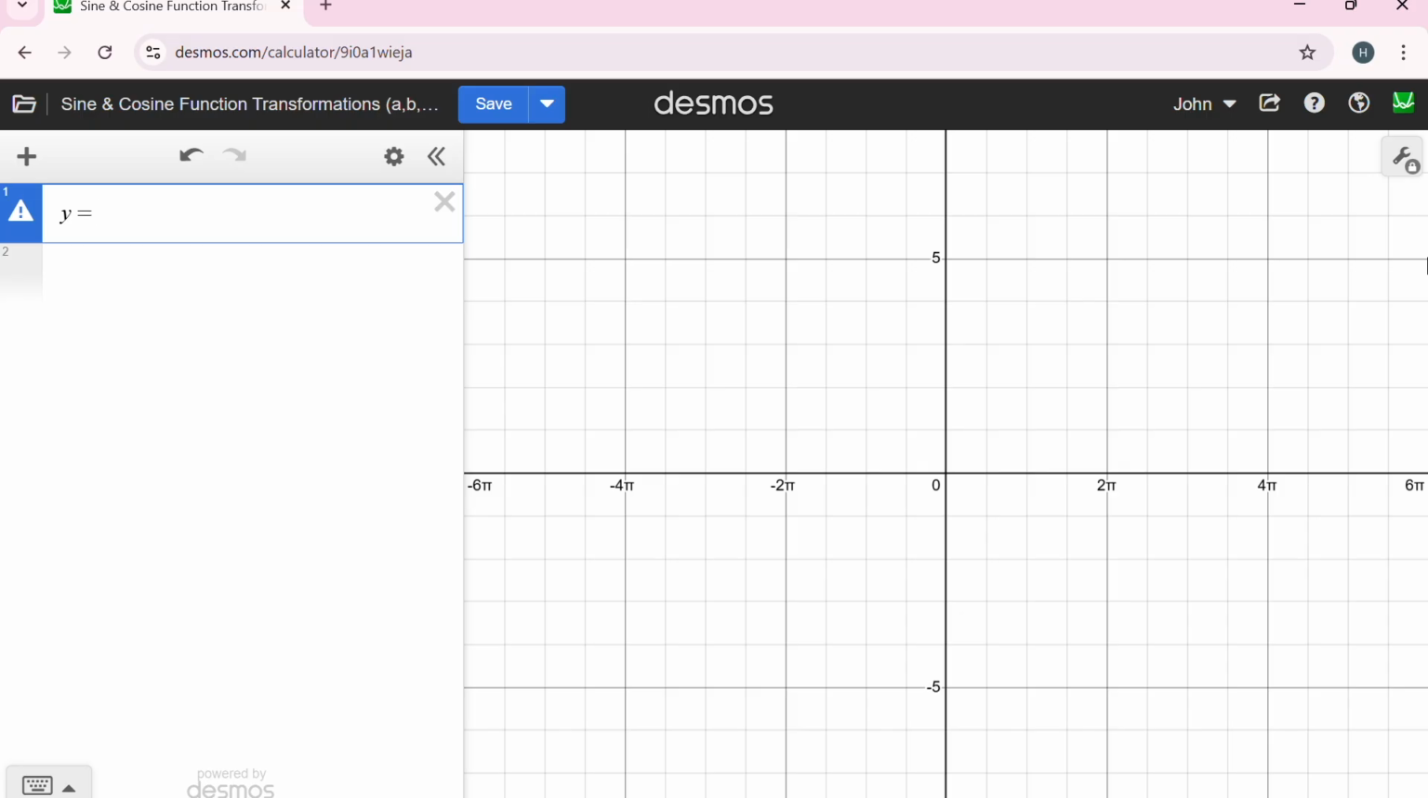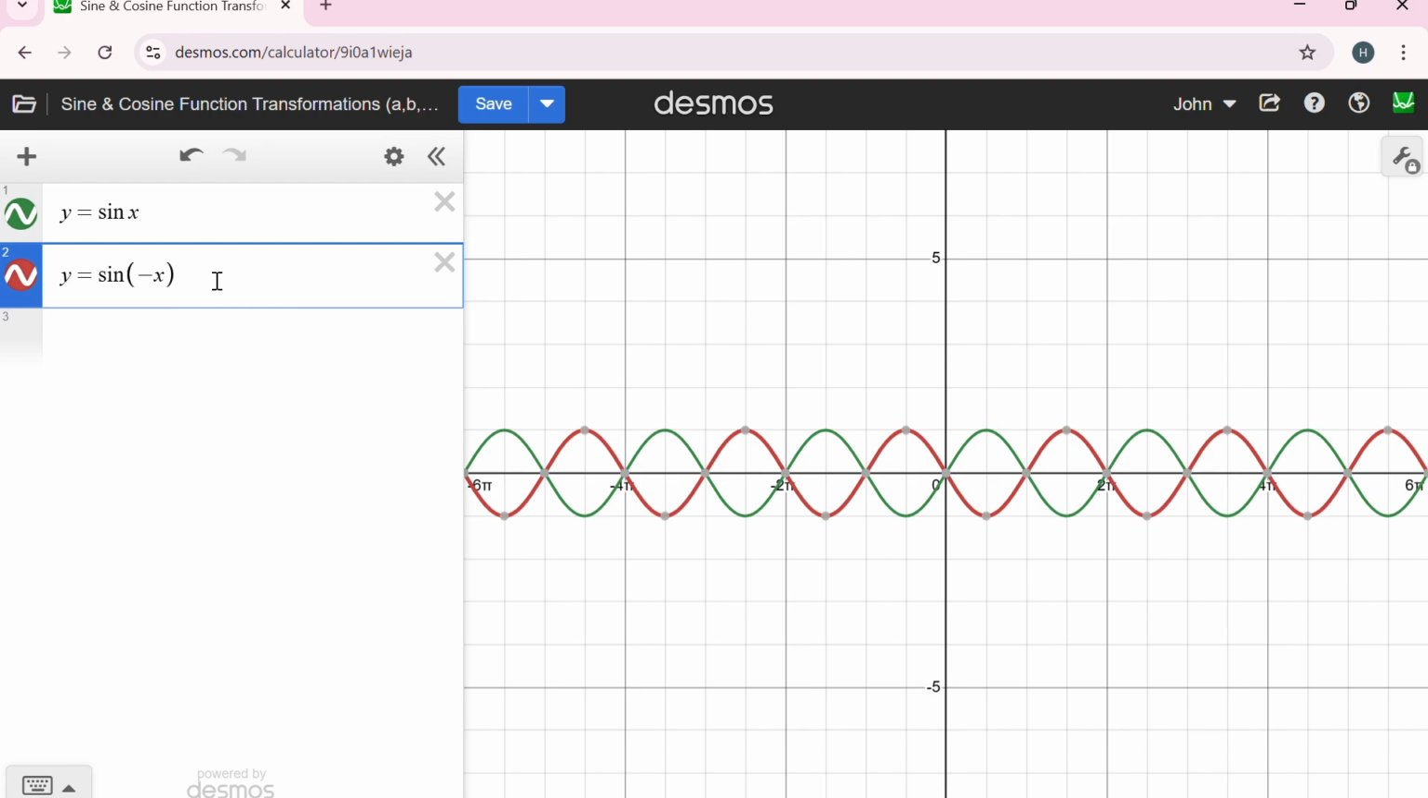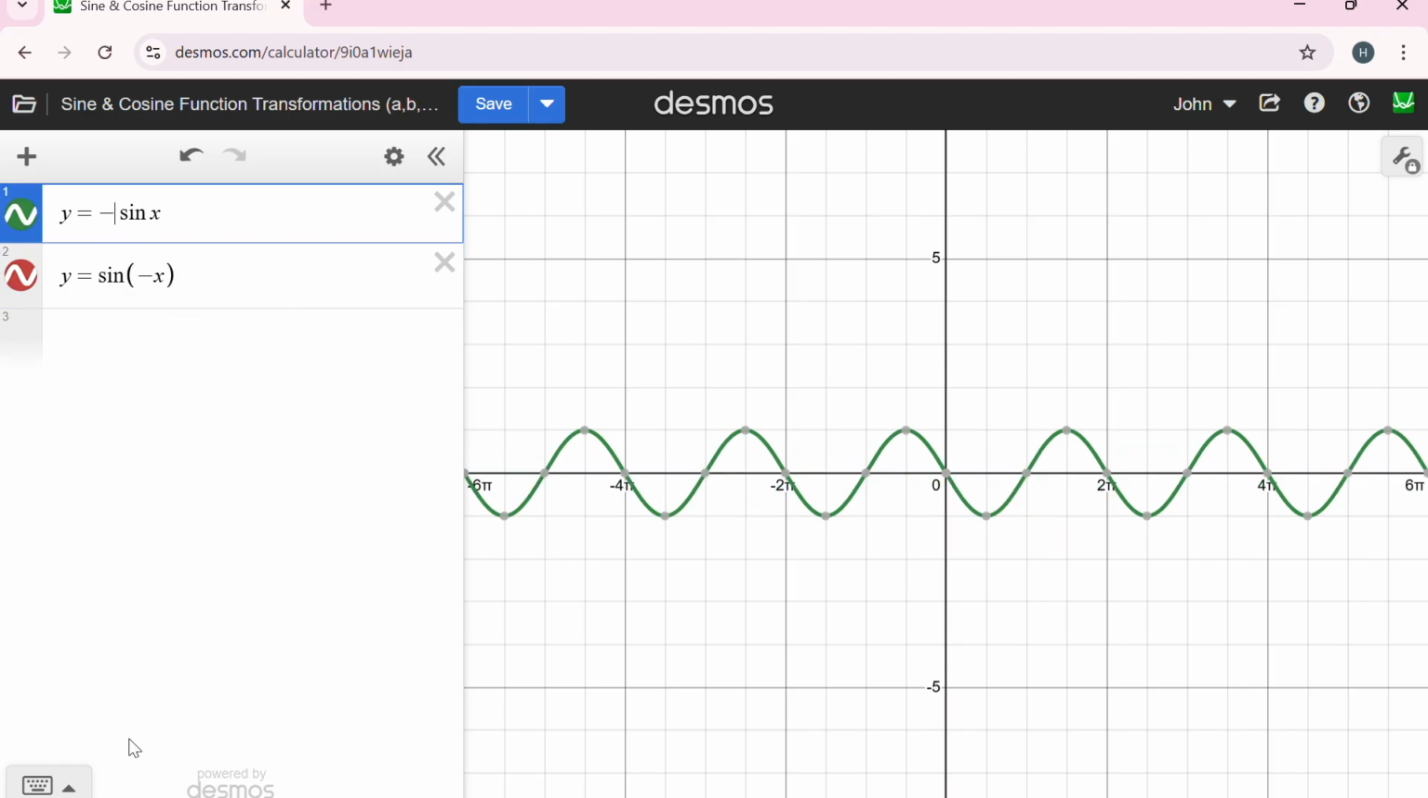Okay, so we're on Desmos, and I'm going to start with the graph y equals sine of x, and there's our standard y equals sine of x base function. And what are we doing here? y equals sine of negative x, so we'll reflect the sine function in the y-axis. And then I'm going to throw a negative a value in front, and what happens? It lines up the two graphs. So this graphically shows that y equals sine of negative x equals y equals negative sine of x.